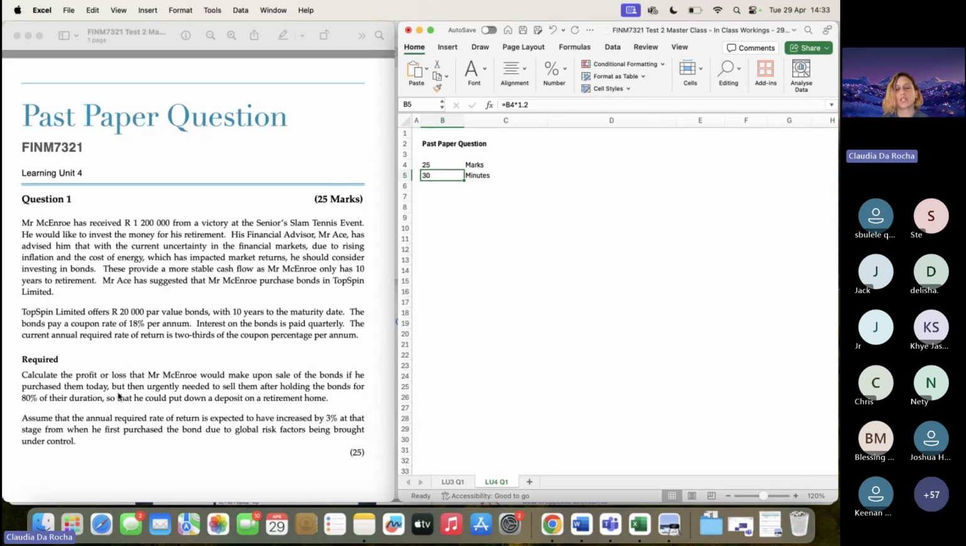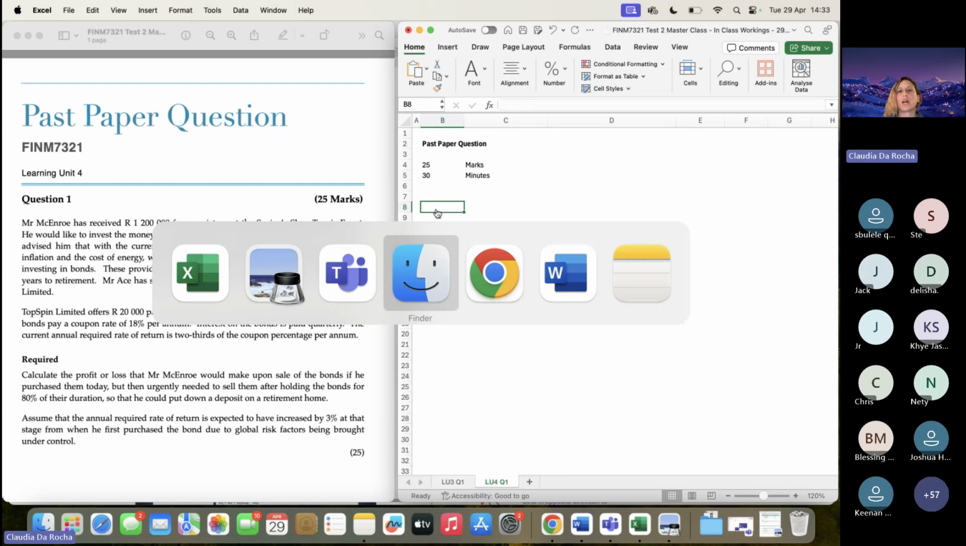So remember I said to you that initially there is a required rate of return or yield to maturity, and then subsequent to that, it changes. Okay, so this 2/3 of the coupon percentage per annum is your initial required rate of return or interest rate. Okay, so how do we tackle this?